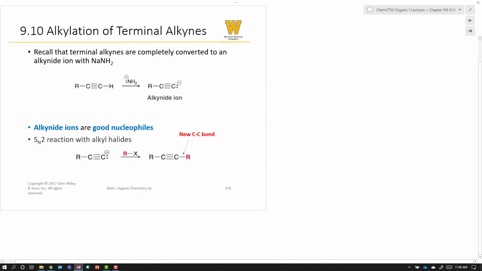Okay, so 9.10, alkylation of terminal alkynes. Recall that terminal alkynes are completely converted to an alkynide ion with sodium amide. And so sodium amide is basic enough, so it's a pretty strong base. We know alkynes are weak acids, and it has the ability to deprotonate that alkyne in order to form the alkynide ion plus ammonia.